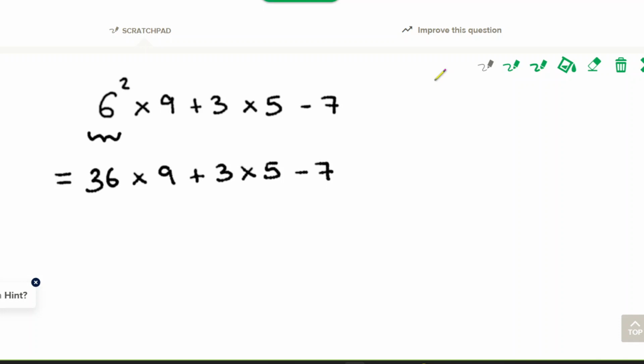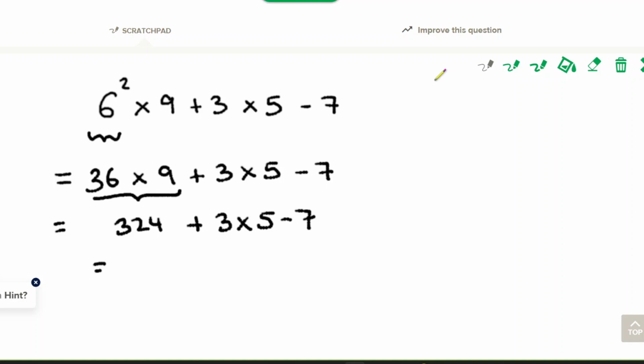All right. So now I've evaluated all my exponents, and now I'm looking from left to right and focusing on multiplication or division. The first thing I see is a multiplication, right? 36 times 9. Now 9 times 30 is 270. 9 times 6 is 54, right? 270 plus 54 would be 324, right? So 324 for that product. And then the rest of it I'll keep the same, right? Plus 3 times 5 minus 7.